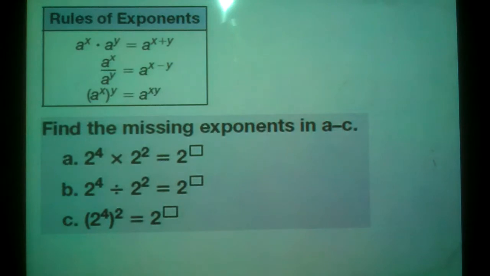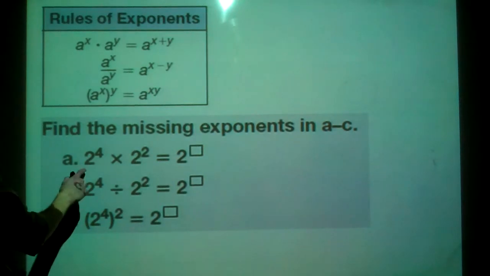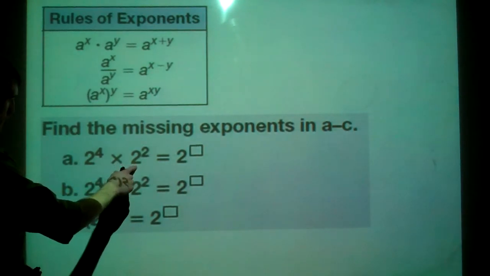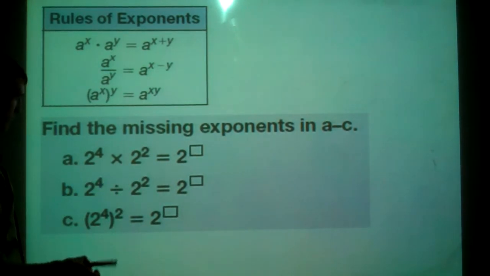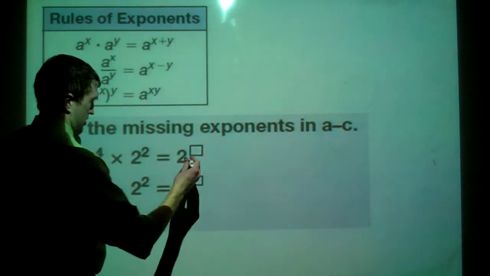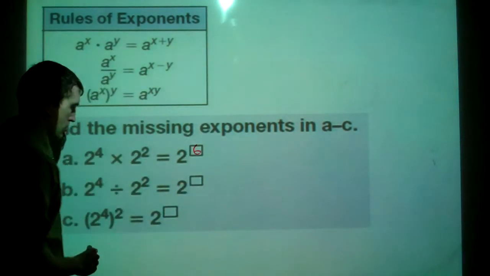So, letter A here, we have 2 to the 4th times 2 to the 2nd. We are multiplying, so we're going to follow this rule here, which means we can add our exponents together. We do have the same base, 2 and 2, so this works, and we can do the adding. 4 plus 2 is 6.